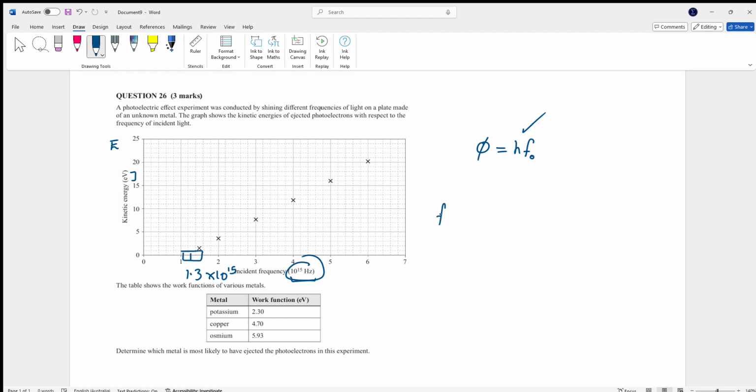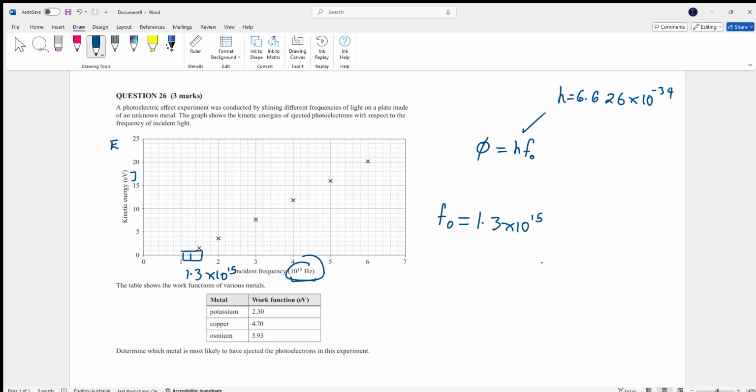So I'm going to say the threshold frequency is 1.3 times 10 to the 15, okay? Now, Planck's constant, if you don't remember what Planck's constant is, it is in your data book as well. So if we go to the data book here, it is 6.626 times 10 to the negative 34. So here we'll just write that down wherever that page is. 6.626 times 10 to the negative 34 is your Planck's constant.